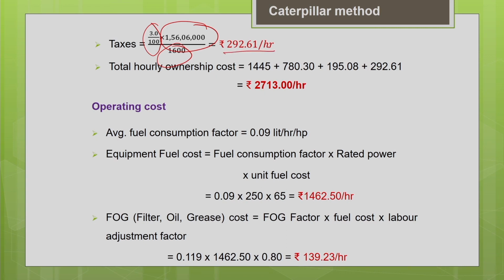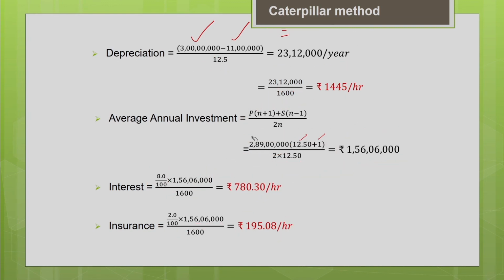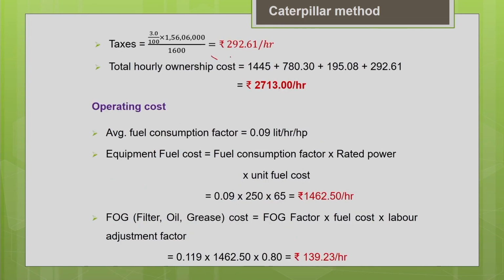That gives you the hourly taxes cost as rupees 292.61 per hour. Now you calculate the total ownership cost components. One is your hourly depreciation, the other is your hourly interest, hourly insurance charges and hourly taxes. If you add all these, you will get your total hourly ownership cost as rupees 2,713 per hour.